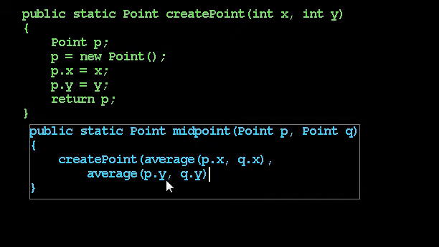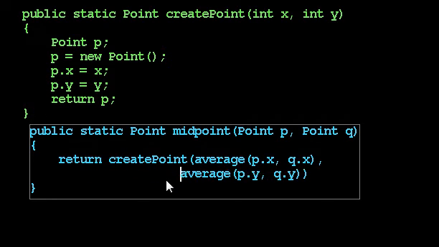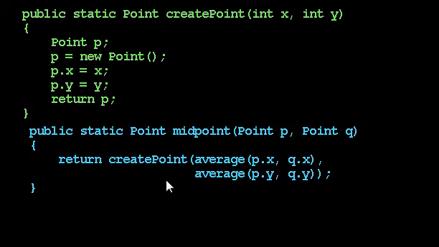I'll make this look pretty in a moment. And then we'll just return that point we created. So let's see. There we go. Create a point with these two numbers as its coordinates and return that point we just created. So that's kind of nice. Alright, what else can we do?